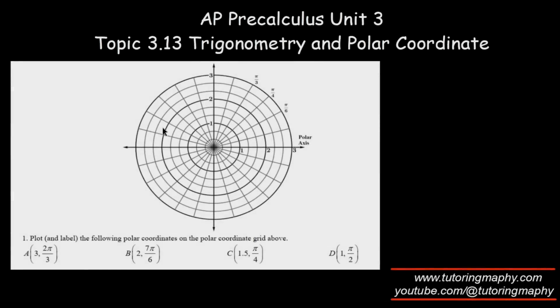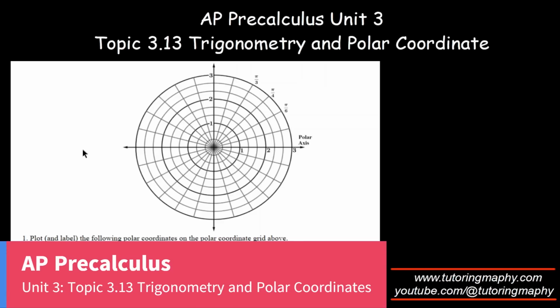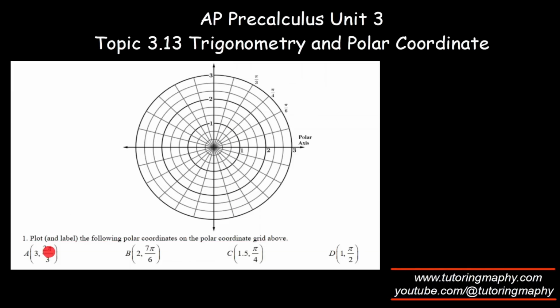Okay, this is a review of topic 3.13, trigonometry and polar coordinates. Here we are given a polar grid and we need to plot and label the following points on this grid. So (3, 2 pi over 3). It's pretty straightforward when both are positive. In fact, in all these questions, both are positive. So both have an r value and a theta value. If they are the same sign, then I don't think there's any challenge here.